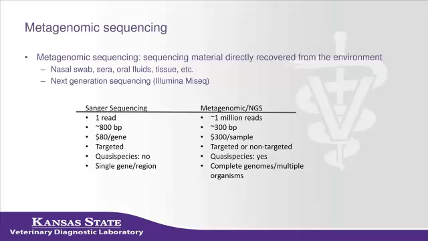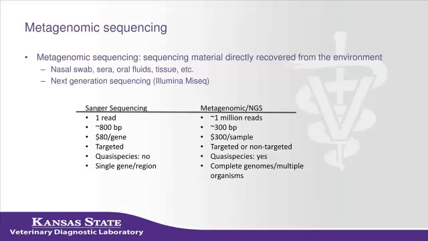We've heard a lot of this already, but typically when we run metagenomic sequencing at K-State, we generate about 1 million reads per sample. We do paired 150 base pairs, so we get 300 base pair reads with a little bit of overlap. K-State's charging $300 per sample for metagenomic sequencing. And again, this can be targeted or not targeted.